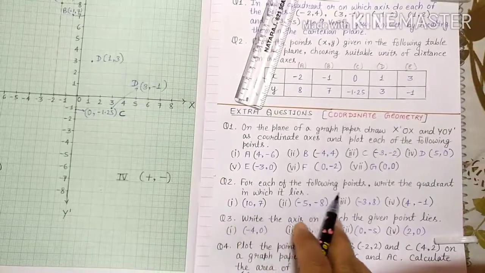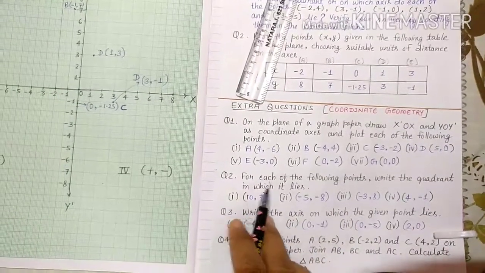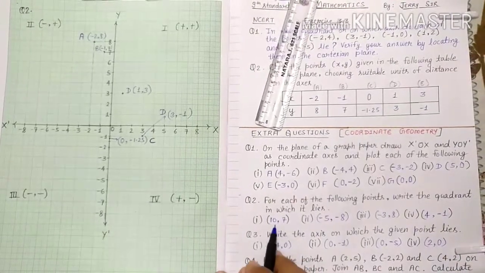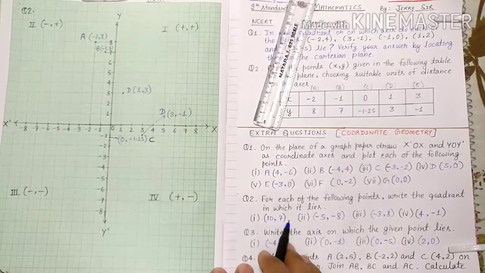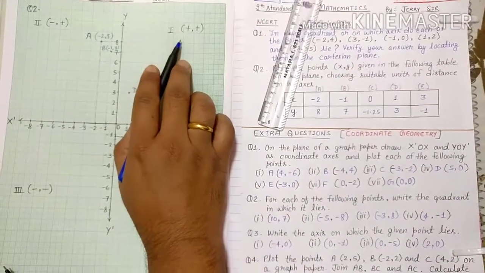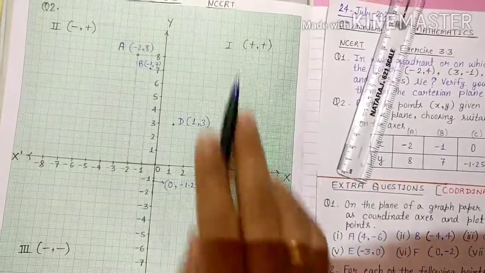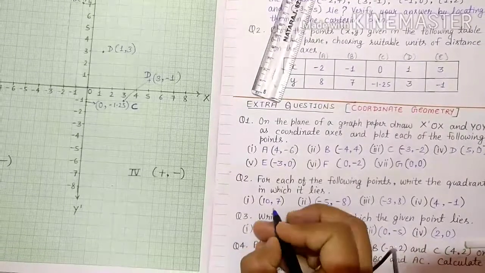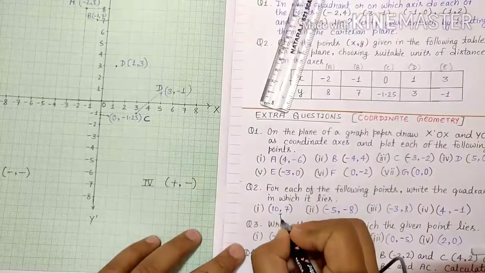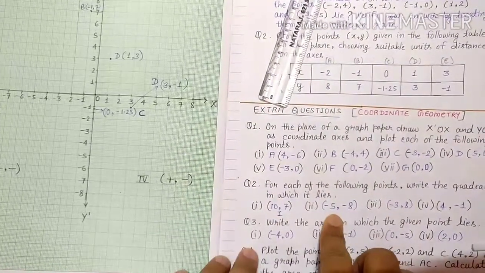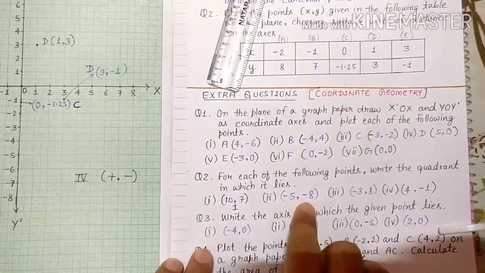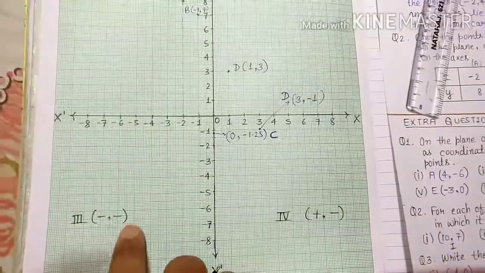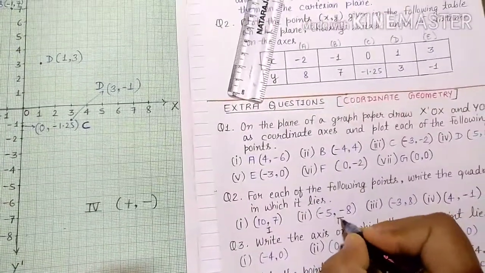For each of the following points, write the quadrant in which it lies. Now see, we have to write the quadrants. The first one, 10, 7: both are positive, plus plus. It will come in the first quadrant. Now move to the second one, minus 5, minus 8. Both are minus minus. We have learned that the third quadrant is minus minus. So this is the third quadrant.